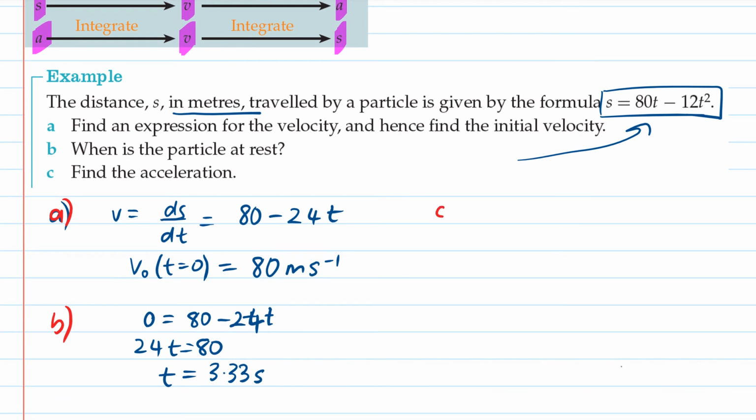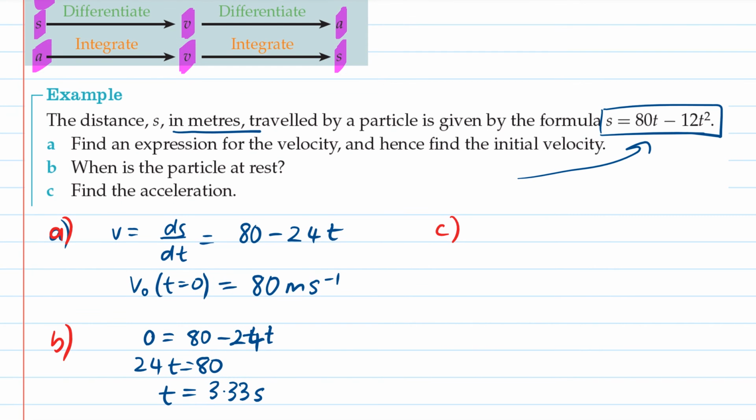Okay, question C is asking us to find the acceleration. So back to our table, acceleration is the derivative of velocity, and so we can write a equals dv by dt, so we're just differentiating this function, so we get negative 24, and that would be meters per second per second. So it's a constant deceleration.